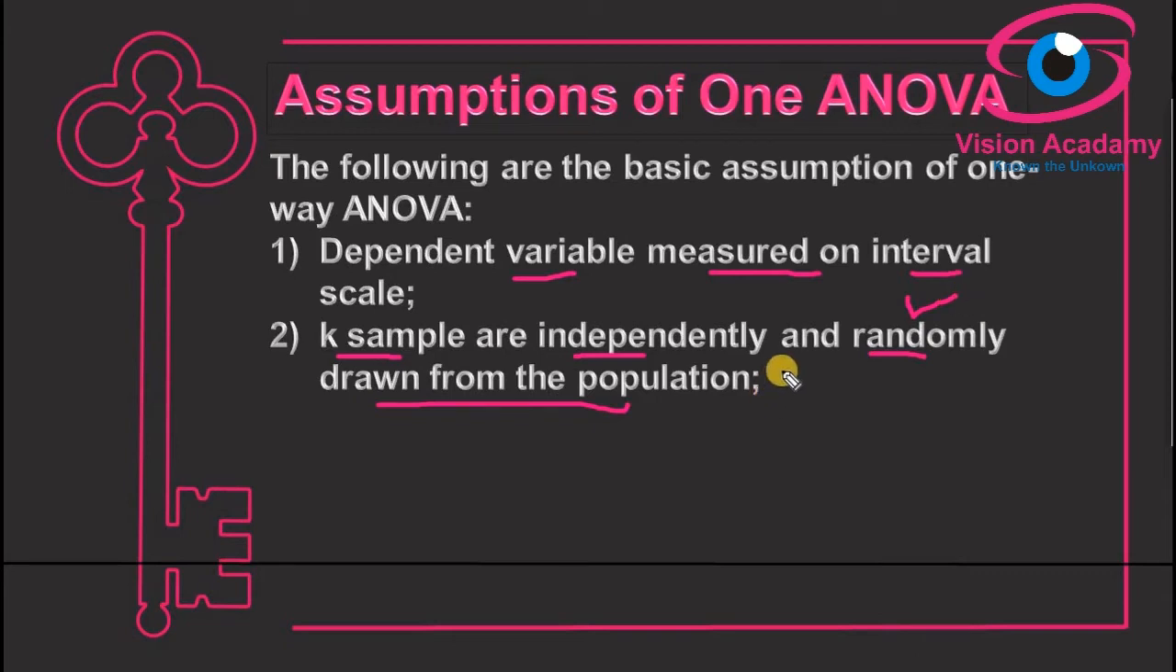Using the probability method of sampling, you must obtain your sample, then only can we apply one way ANOVA. Otherwise, if you collected data from a sample using a non-probability method, you are not allowed to use one way ANOVA.